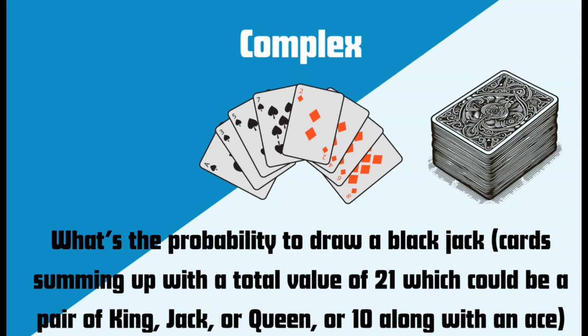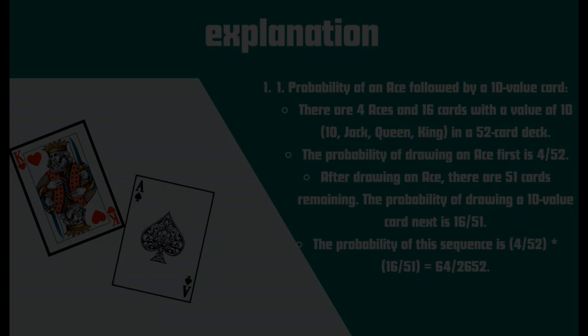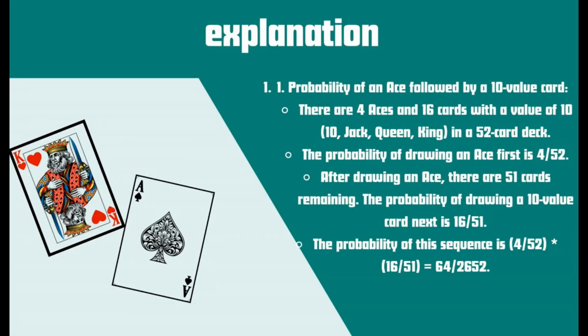Now, an even more complex example of probability is the probability to draw a blackjack, or cards summing up with a total value of 21, which could be a pair of king, jack, or queen, or 10 along with an ace. Here's the explanation. First, let's count the probability of an ace followed by a 10 value card.